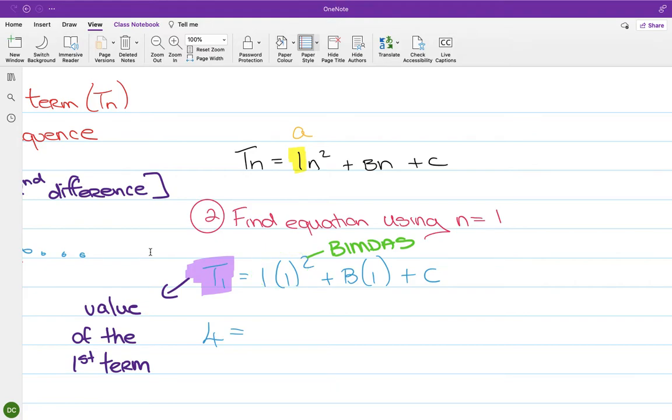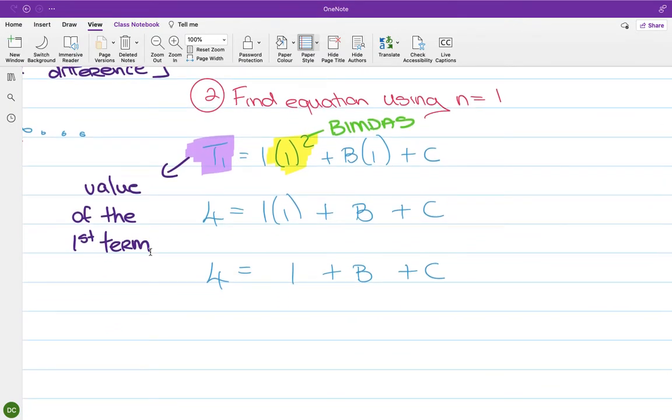So I'm going to do this here. I'm going to leave the 1 alone, that's on the outside, and I'm going to do 1 squared, which gives me 1. Then b times 1 is just b, and then c. So then I have 4 equals 1 times 1 is 1 plus b plus c. And then I'm going to do letters on one side, numbers on the other. So this is a plus 1. I'm going to minus 1 to get rid of it and move it over the other side. So that gives me 3 equals b plus c.